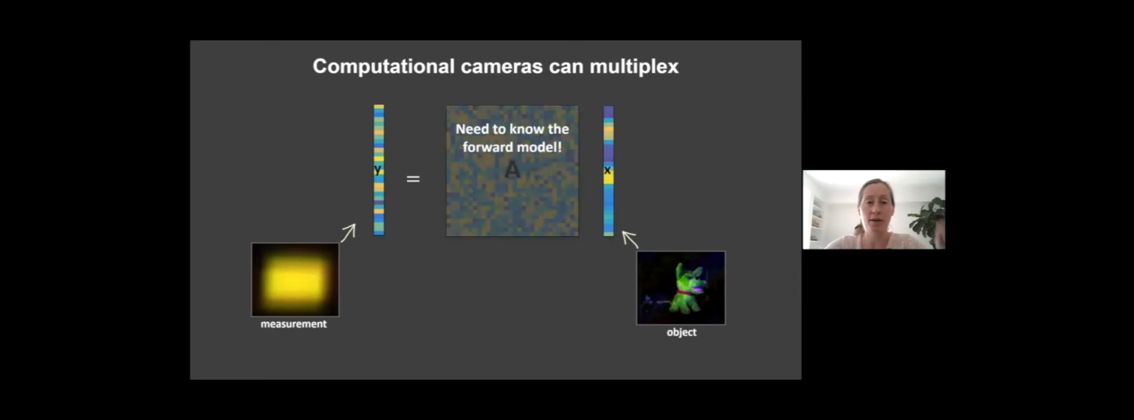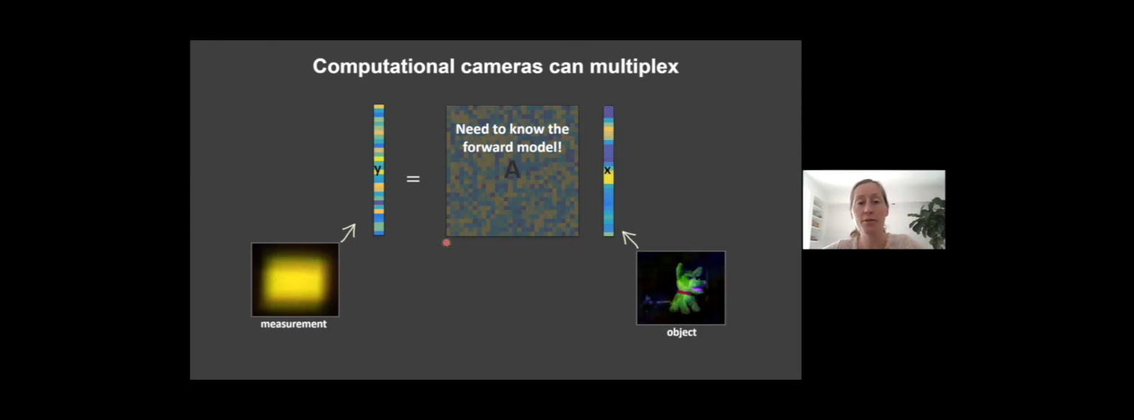So there's a problem here. I said we need to know this forward model A, and that's not so simple. If you just put Scotch tape, or even the off-the-shelf diffusers that we use, we don't know the forward model. Furthermore, it's humongous. If you have a 1 megapixel sensor, which is pretty conservative, then you have 1 million pixels in X and 1 million pixels in Y, meaning that the A matrix is 1 million squared.